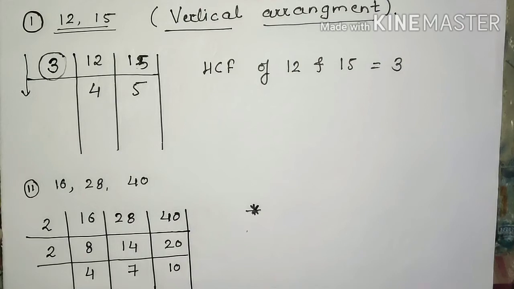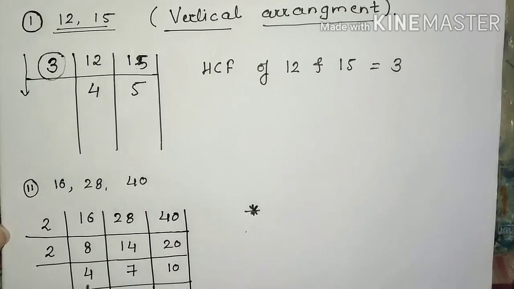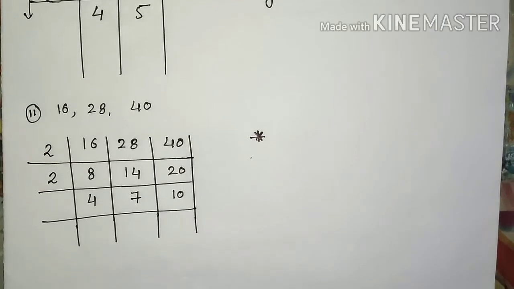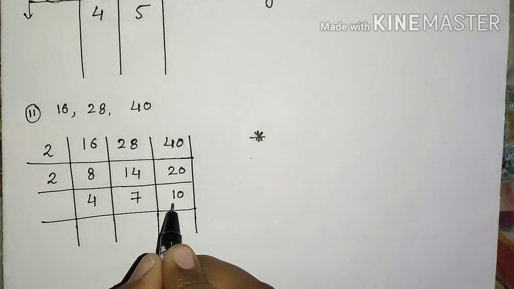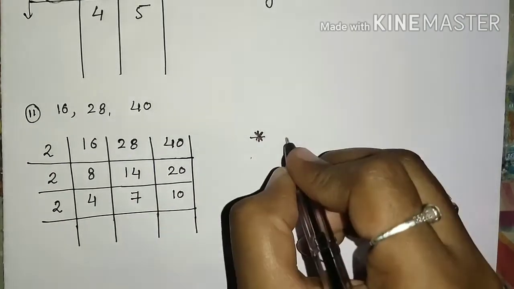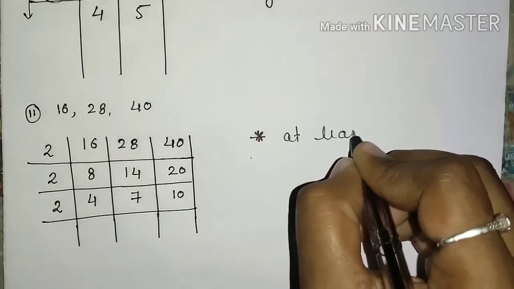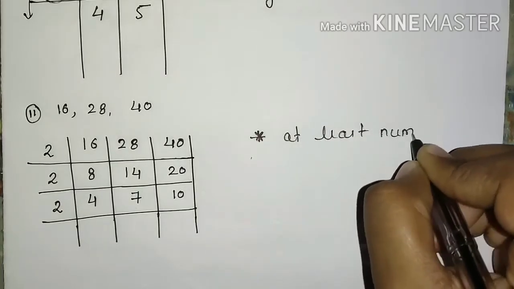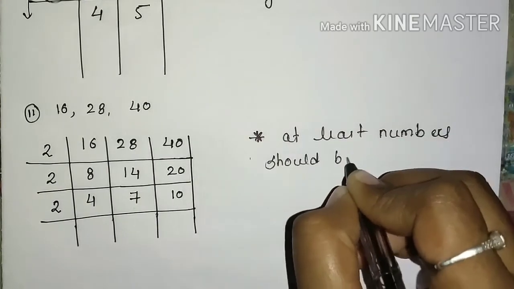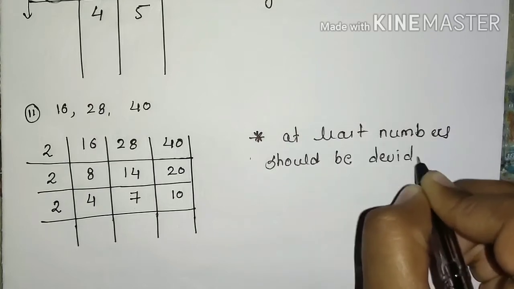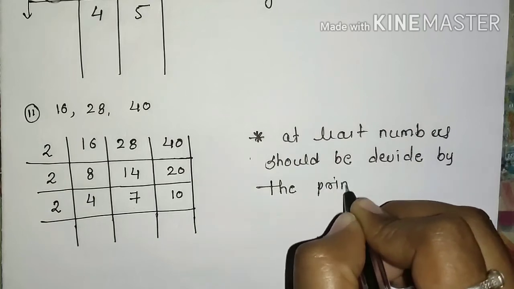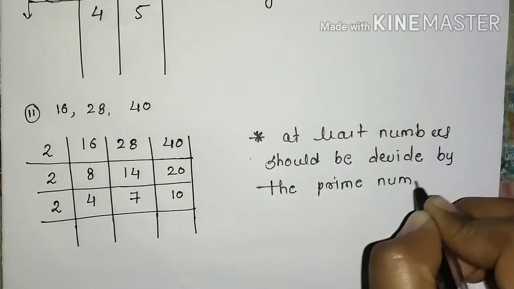Now next 4, 7 and 10. Here 4 and 10 can be divided by 2 but not 7. So what will we do? At least 2 numbers can be divided by 2, so here we have to divide by 2. What is the condition? At least 2 numbers should be divided by the prime number. So here 4 and 10 are divided by 2.